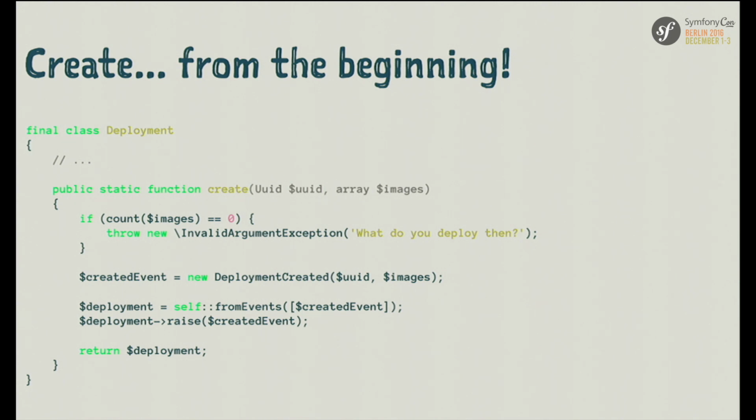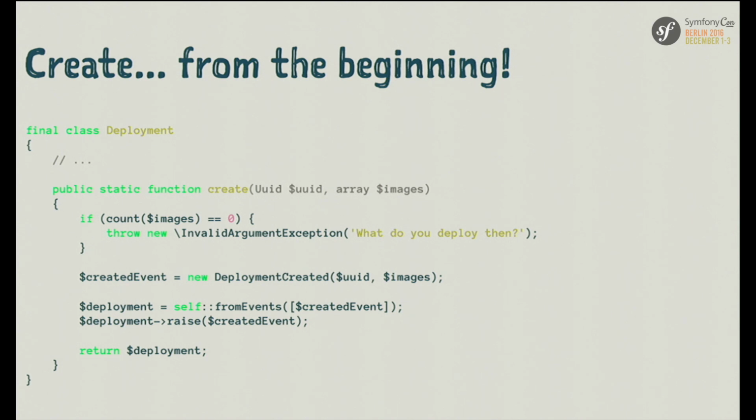And basically, we then create the deployment created event inside this method. And what we can do is to then create the deployment from the events, the list of events being just one event, the deployment created. And then what we need to do in this case is just raise the events. So when we raise the event that way, we can actually extract the event from the domain object and send it to our event bus and event store.